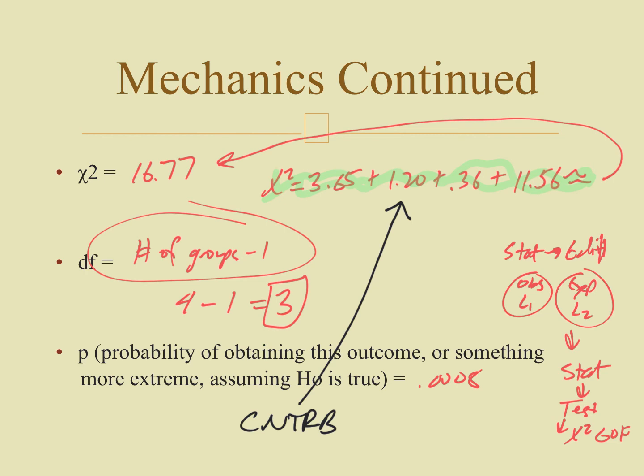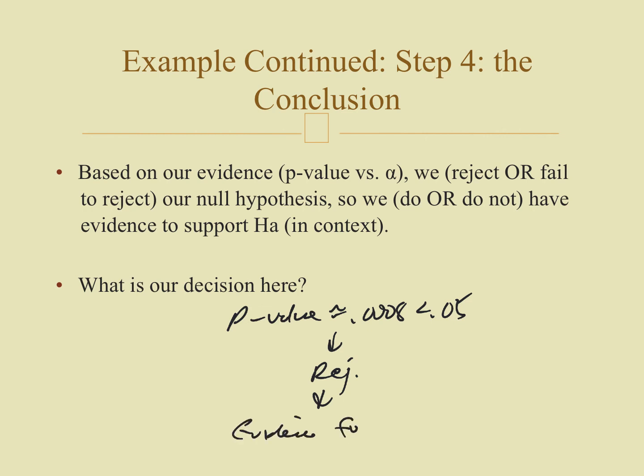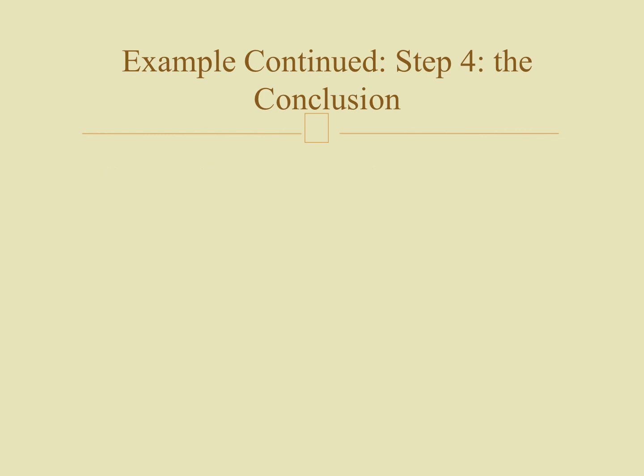Okay, so moving forward to the conclusion. Again, in this particular problem, we had an extremely small p-value. We had a p-value that was about 0.0008, which of course is less than 0.05. So we would reject, since when p is low, reject H0. So we have evidence for HA. In this particular problem, that conclusion would look something like this.